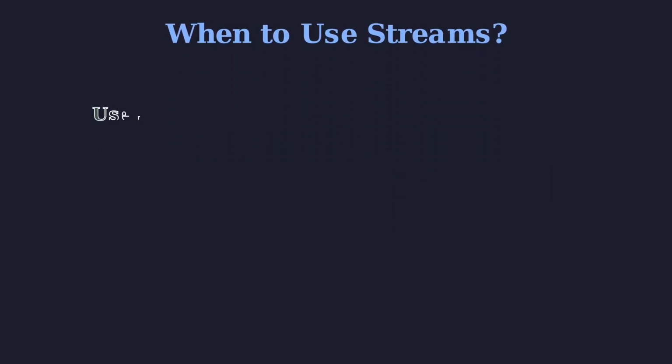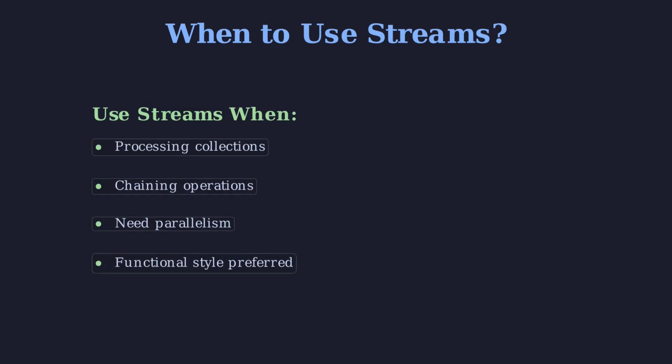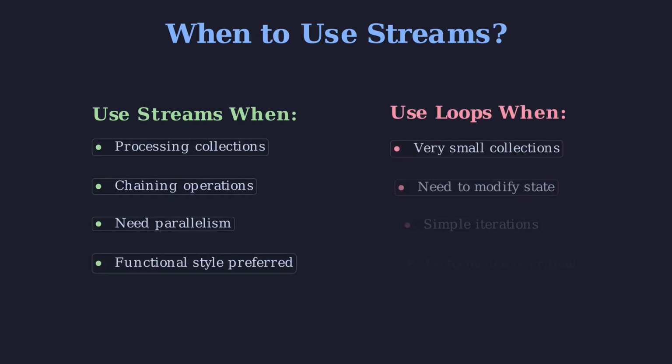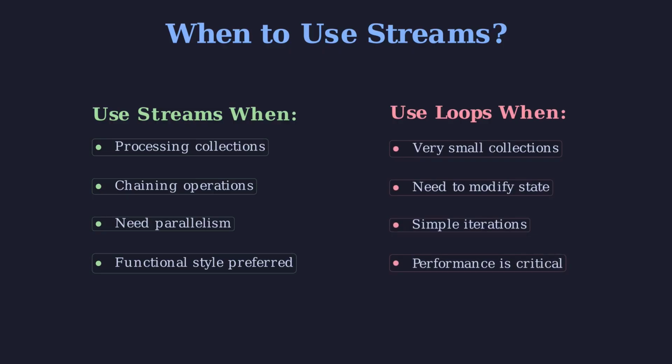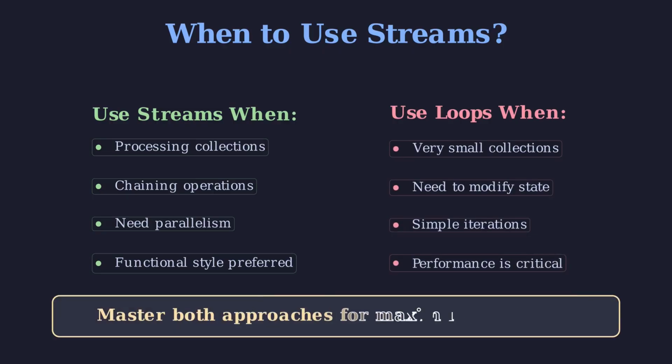So I encourage you to check out the documentation I link below. Streams are most useful when you're processing collections that are large enough to benefit from parallelism. If you're working with small collections, or need to modify the state of the collection, use a traditional for loop. It's best to master both approaches to maximize your flexibility.